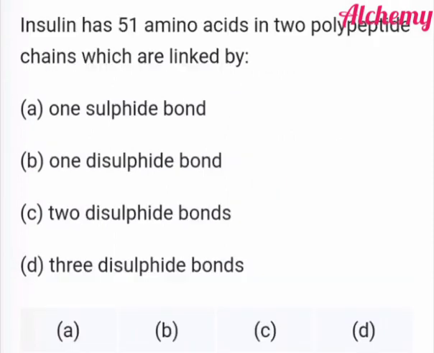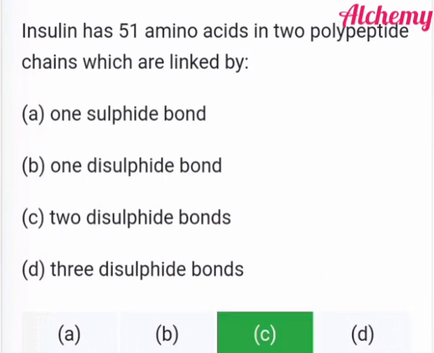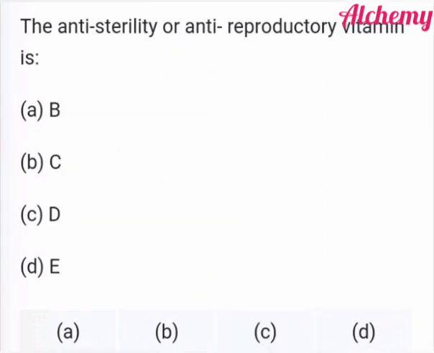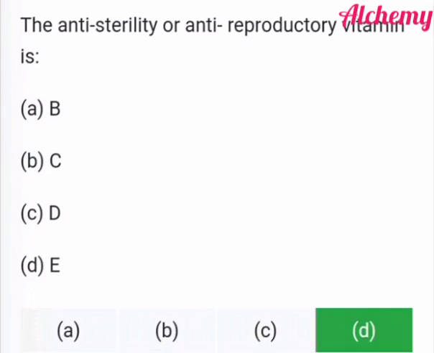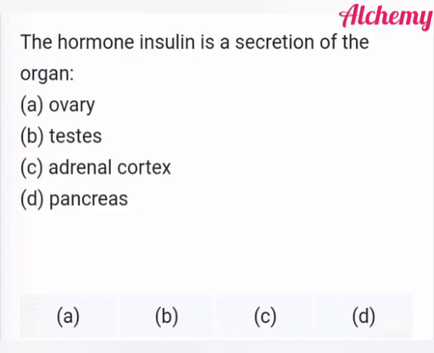Next question, insulin has 51 amino acids in 2 polypeptide chains which are linked by. The correct answer is option C, 2 disulfide bonds. Next question, the anti-sterility or anti-reproductory vitamin is. The correct answer is option D, vitamin E. It is also known as tocopherol.